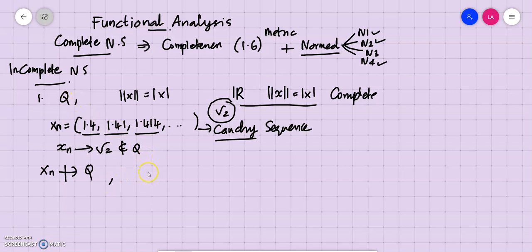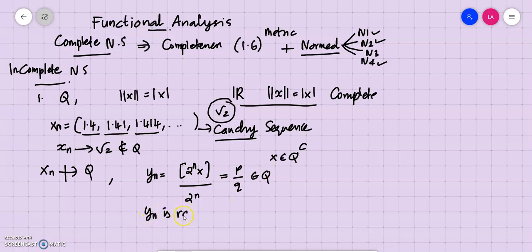Earlier I gave you another sequence, y_n, defined as the floor of 2 raised to n x, divided by 2 raised to n. The floor function is the greatest integer function. Here x is an irrational number. Clearly, the numerator, floor of 2 raised to n x, is an integer, and the denominator is a power of 2, which is an integer, so it is of the form p by q, which belongs to Q. So y_n is a rational sequence. In fact, we have already established that y_n converges to x.